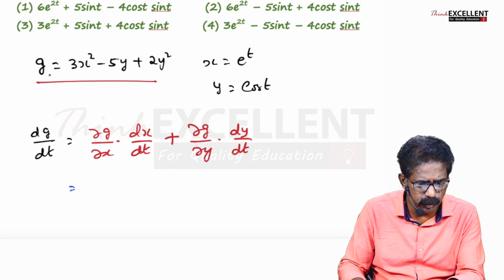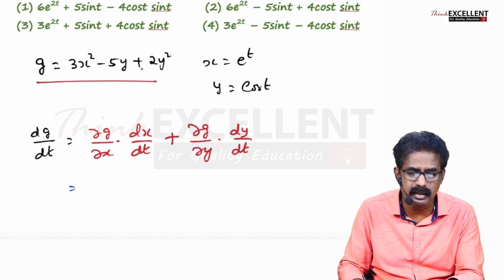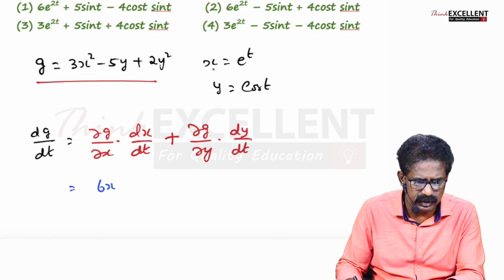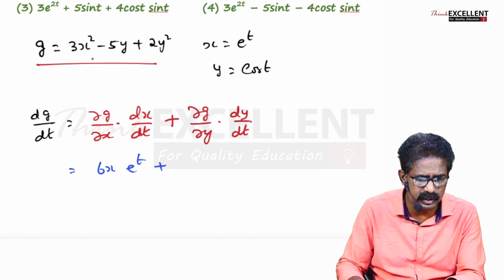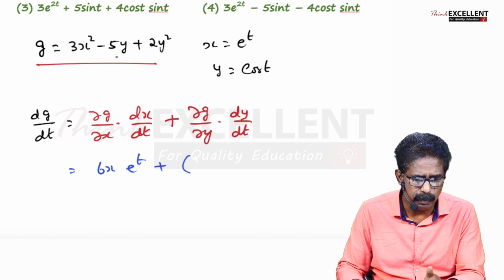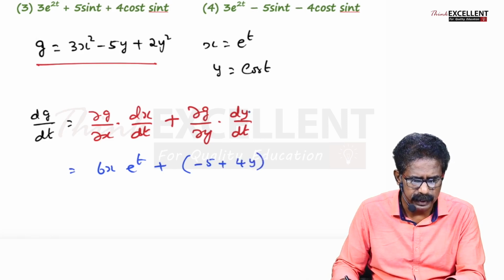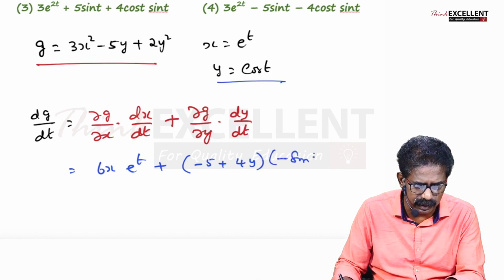So dou g by dou x, differentiate with respect to x. There are three terms. In the first term there is x, in the second and third there is no x at all. So derivative 0, right? So 3x square derivative 6x. dx by dt, x you differentiate with respect to t, e raised to t derivative e raised to t. Plus dou g by dou y, differentiate with respect to y. 3x square derivative 0, there is no y. Minus 5y derivative minus 5. Plus 2y square derivative 4y. Into dy by dt, differentiate cos t, derivative minus sin t, right?